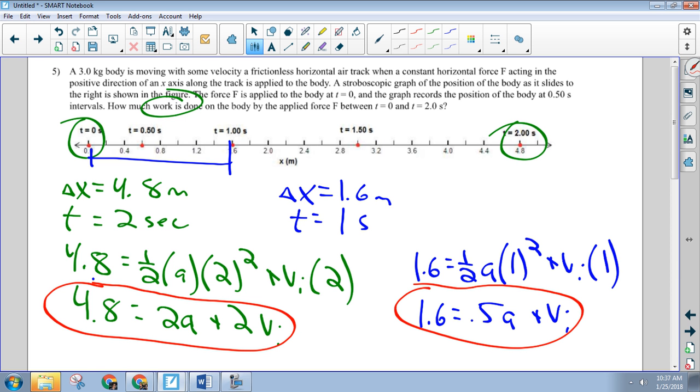And it's actually not that bad to solve it, right? So use that and solve for either A or VI. Probably the easiest thing is to solve for acceleration, and that'll get your net force. And then just do net force times displacement. Cool?